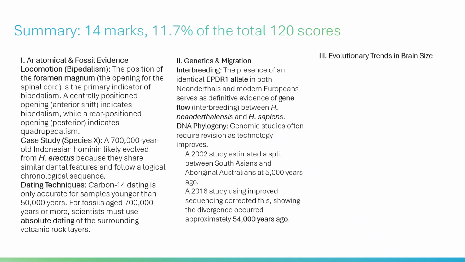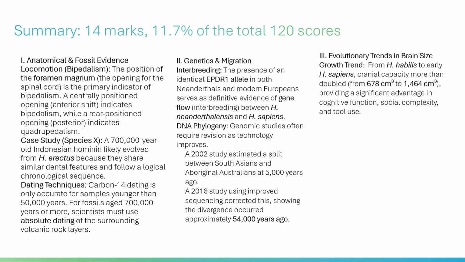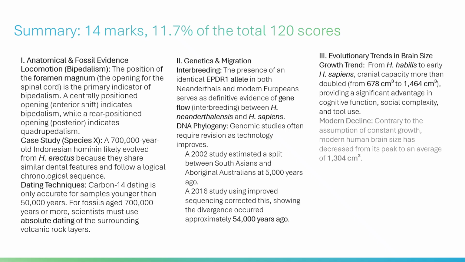Evolutionary trends in brain size. Growth trend: from H. habilis to early H. sapiens, cranial capacity more than doubled, from 678 cubic centimeters to 1,464 cubic centimeters, providing a significant advantage in cognitive function, social complexity, and tool use.